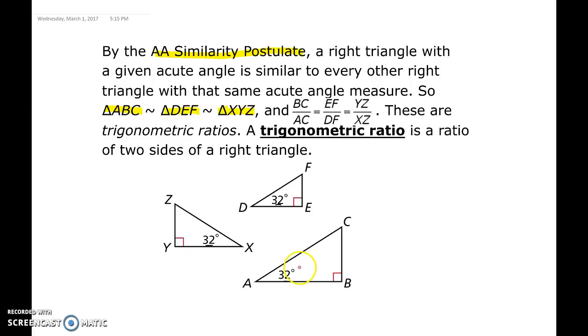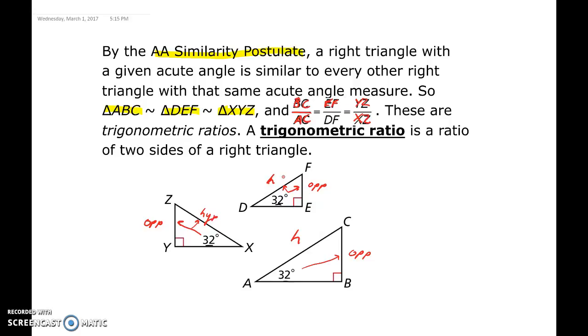If I look at this segment BC, which is opposite of our angle 32, BC over our hypotenuse, in this case AC, that ratio will be the same in this middle triangle as well. This opposite side, ZY, will have the same ratio if I put it over its hypotenuse, XZ. And it will also have the same ratio in this triangle, with the side opposite, EF, over the hypotenuse.